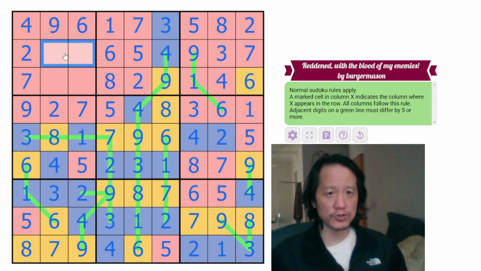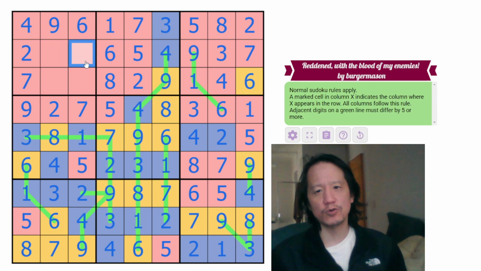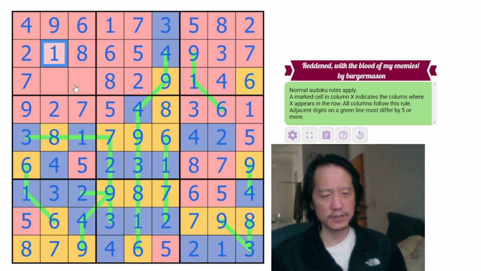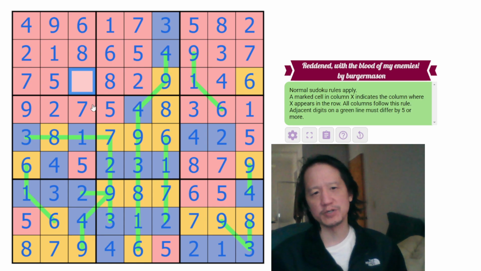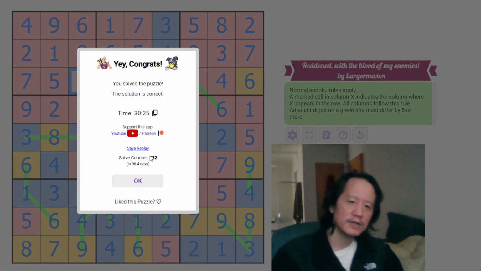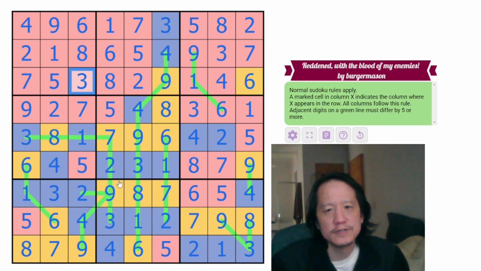And now we just do Sudoku. This is 1 and 8 remaining. This can't be 1. This has to be 8, which makes that a 1. And we have 3 and 5, so this can't be 3. This is 5, which makes that a 3. And that's how you solve it.